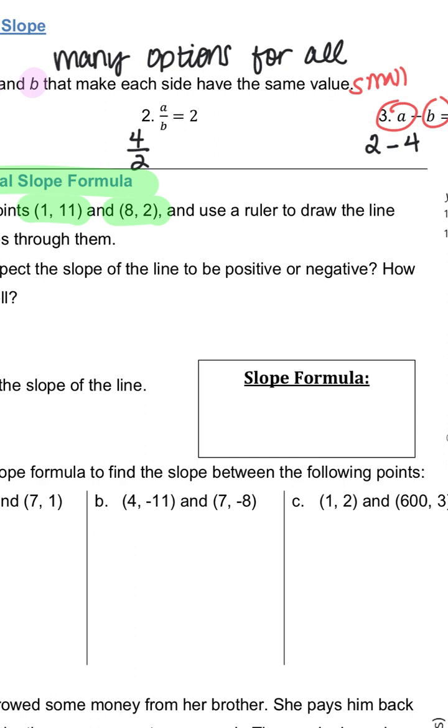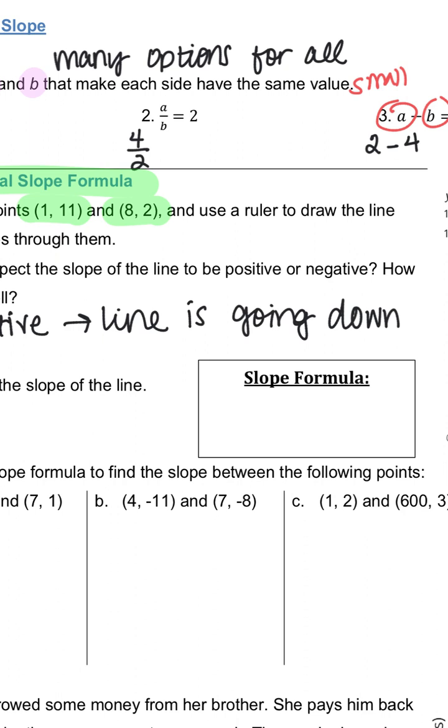So I want you guys to do this on your own. Do you expect the slope of the line to be positive or negative, and how can you tell? So take a minute, pause the video, and answer that question. So we can expect the slope to be negative because the line is going down. And whenever we're looking at lines to figure this out, we're always looking from left to right. So if I start at the leftmost point and follow the line to the right side of the graph, if it's going down, it's negative, up is positive.